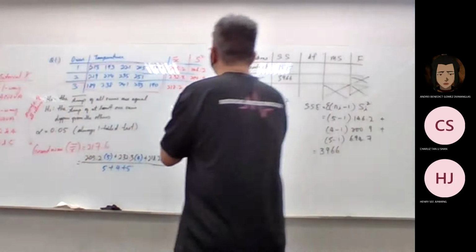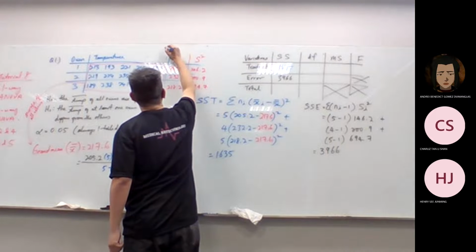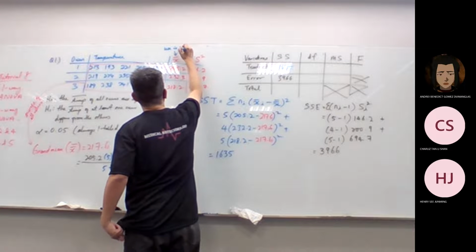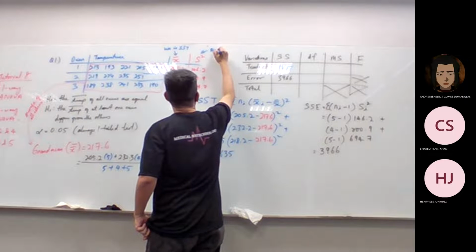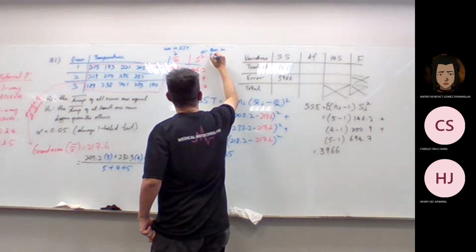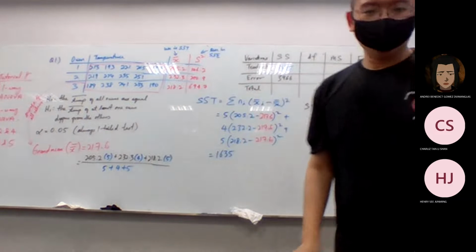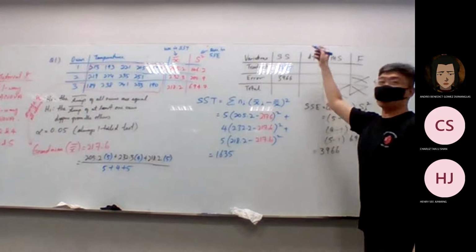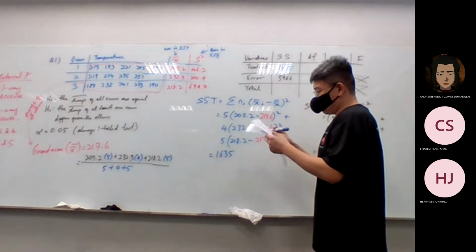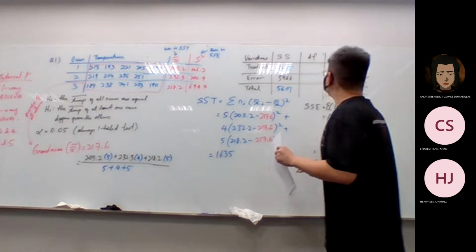Okay. So indirectly, the mean you use in your sum of square treatment, this you use in sum of square error. Okay. After that, the total sum of square, just add them up. You get 5601.